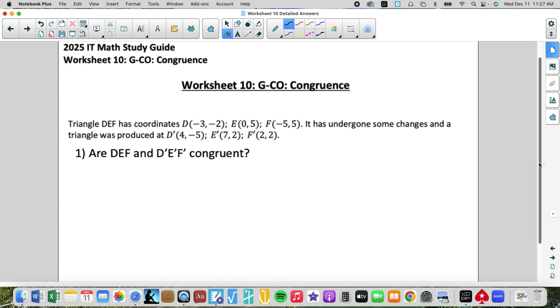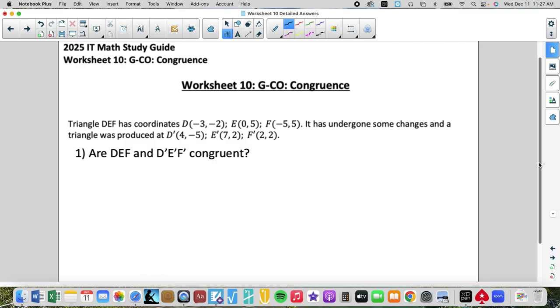Triangle DEF has coordinates D of -3, -2, E of 0, 5, F of -5, 5. It has undergone some changes, and a triangle was produced at D prime. We call that D prime with that exclamation point. D prime of 4, -5. So we can say DEF and D prime, E prime, F prime are congruent. There's a number of things we can do. We can find the slope, but with some changes we have 3 types: you have a shift, you have a dilation, and you have a rotation. So we have to be careful.